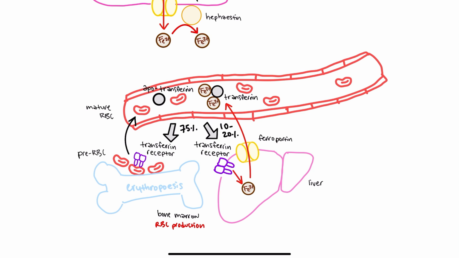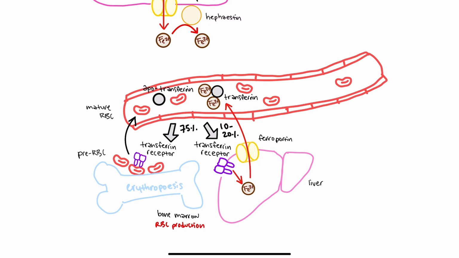About 75% of the iron gets used in the erythropoiesis process. At the bone marrow, the erythrocytes have a transferrin receptor expressed, and these will call in the transferrin, which has the iron attached onto it. Why we need iron in the bone marrow is that we need it for RBC production.